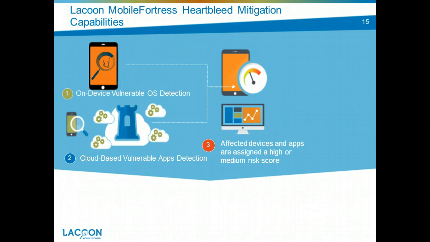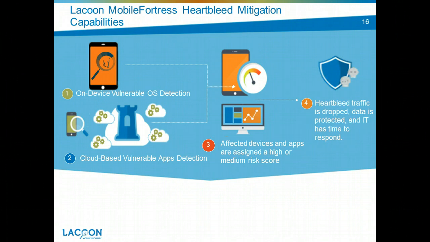Based on its device and cloud-based analysis, Lacoon assigns a risk score to each device, which is displayed as a dashboard alert and gives IT administrators insight into all the devices and apps that are at risk. When the OS itself is vulnerable, the risk score is high. When it is the apps that are vulnerable, the risk score is defined as medium. This scoring helps IT prioritize how they are going to allocate remediation resources.